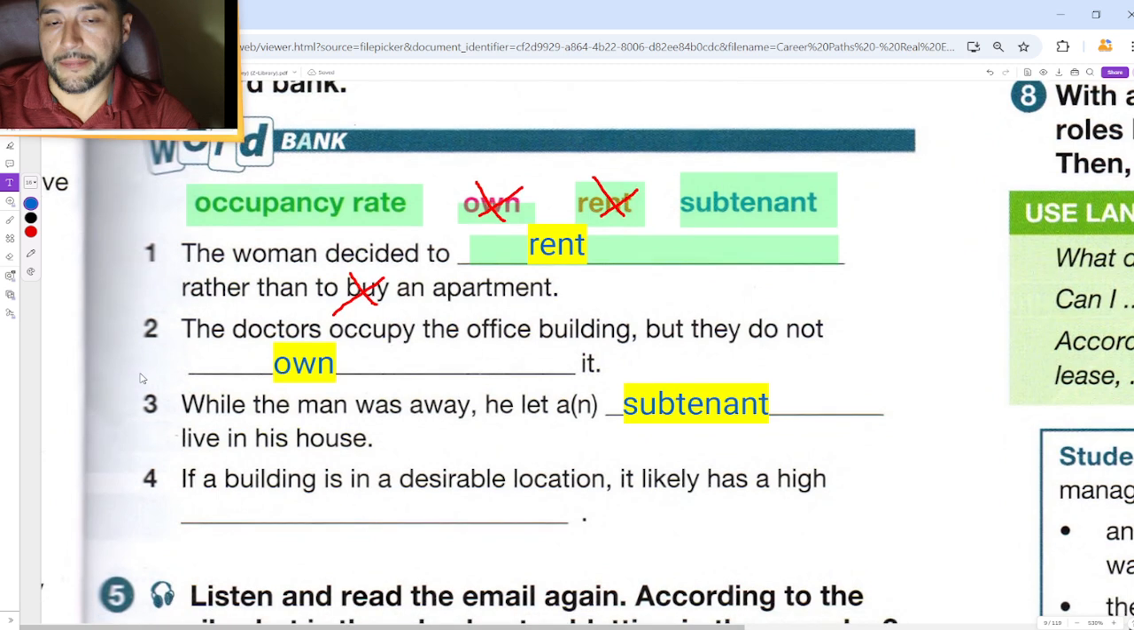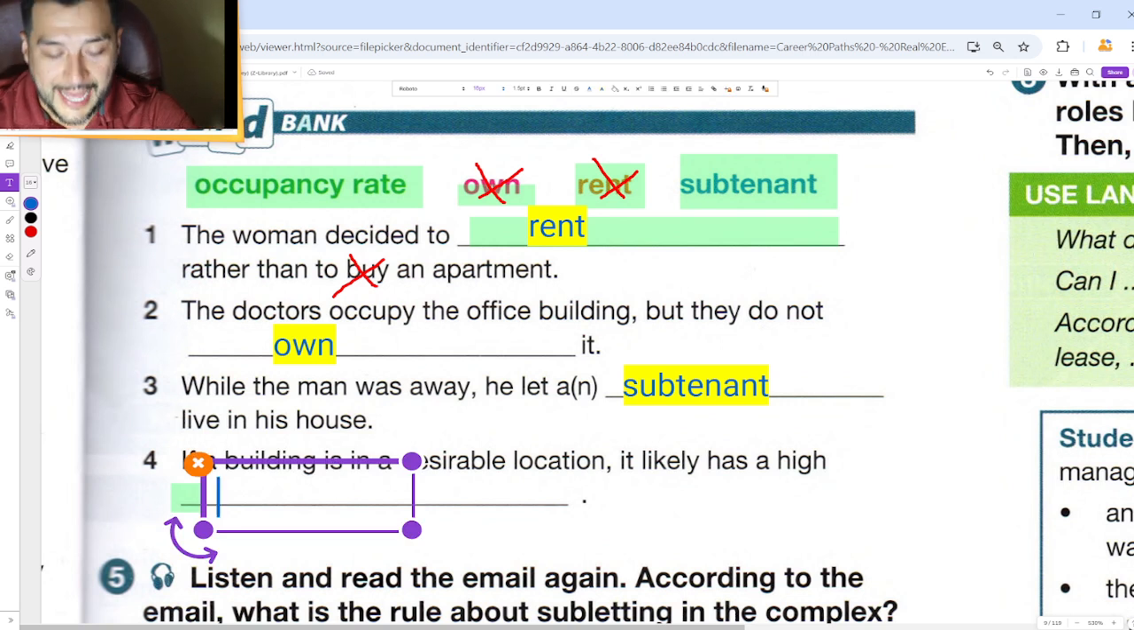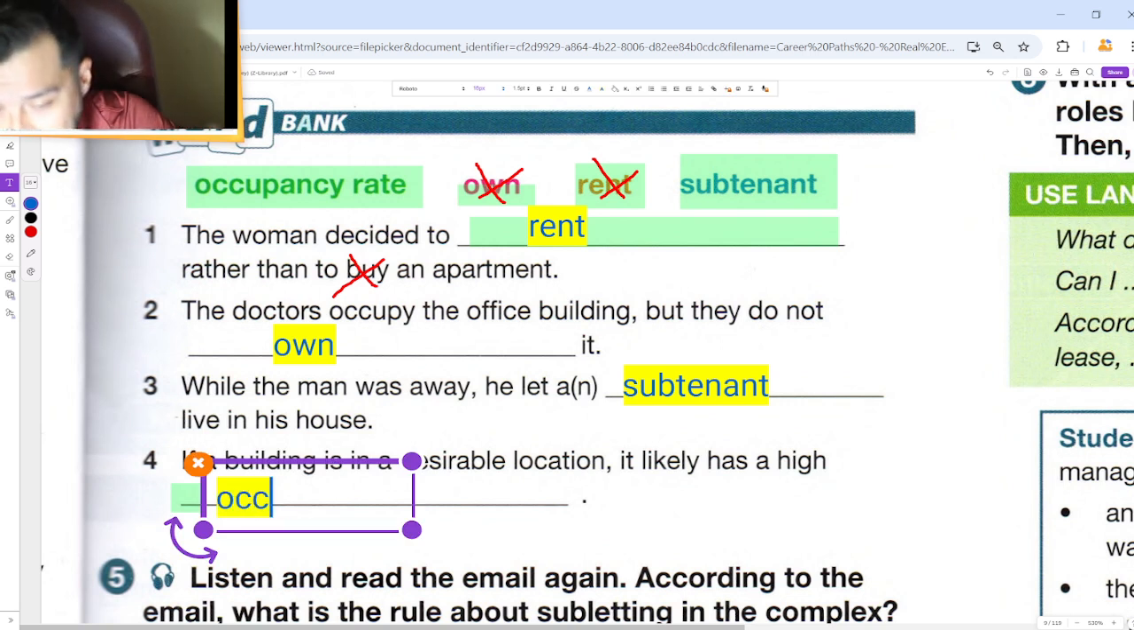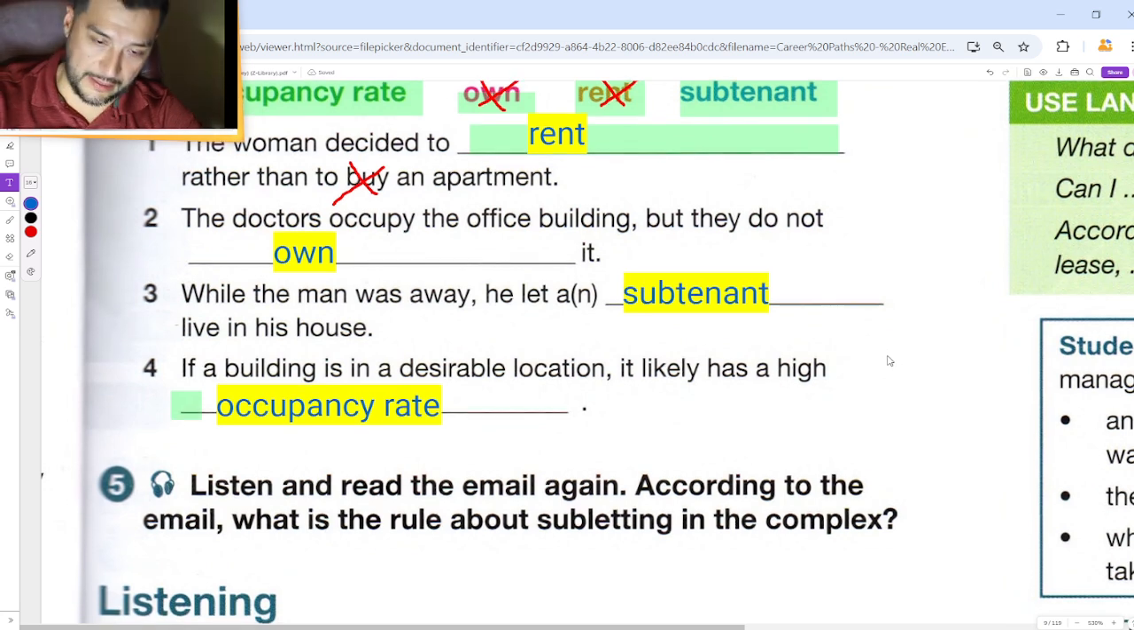not regular. If a building is in a desirable location, if people really like the location, it's desirable. It has a high occupancy rate. Means it's always occupied. High numbers with the occupants.